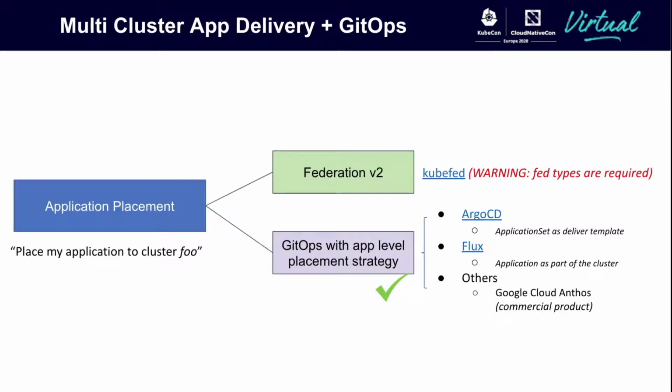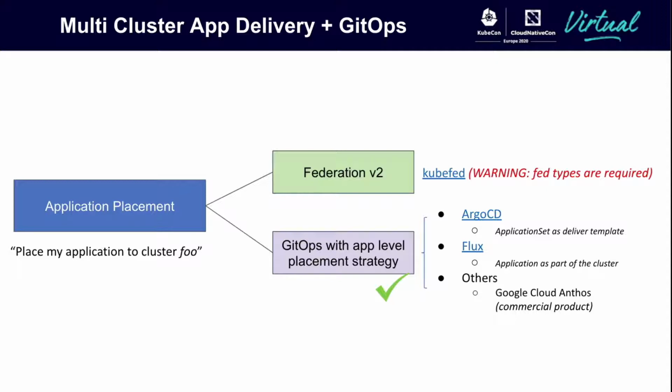So the first issue is how we place the applications, the application placement. That is to say, how to, for example, deliver the application to a target cluster based on our strategy. The first project you need to take a look at which can solve this problem is Federation version 2. But there is a restriction in this project because you need to define federation types for every Kubernetes resource you want to deploy. This is actually very complicated.